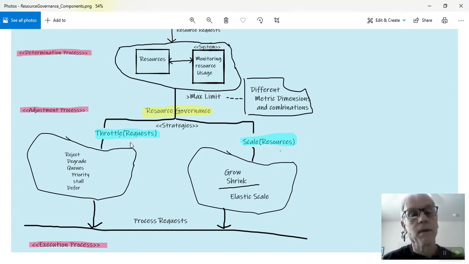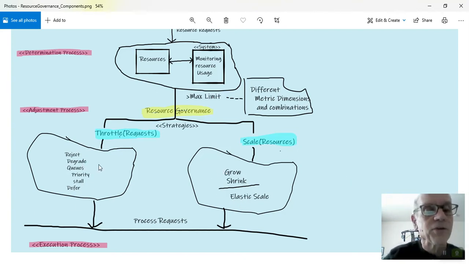Throttling is where the request is actually rejected, or it can be degraded. It can be put in a queue on priority basis. It could stall, or the requests could be deferred to a later time. The scaling is where you grow and shrink a resource, an elastic scale type. Essentially, that's mostly based around VMs, where the compute process is moved from another VM to then house the execution process of your app. And so it's using those facilities. So there's a growing and shrinking, meaning that we're going to use and deploy a new VM.